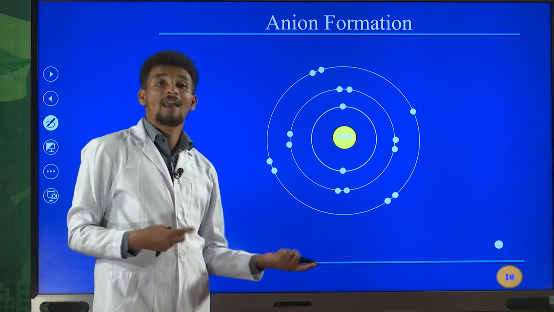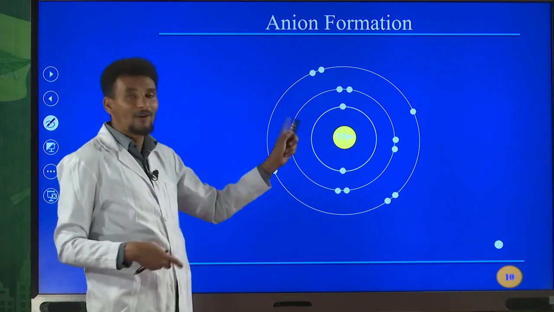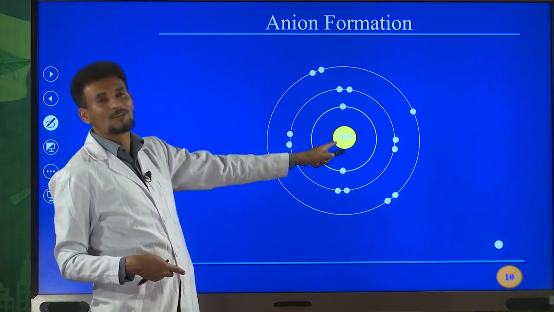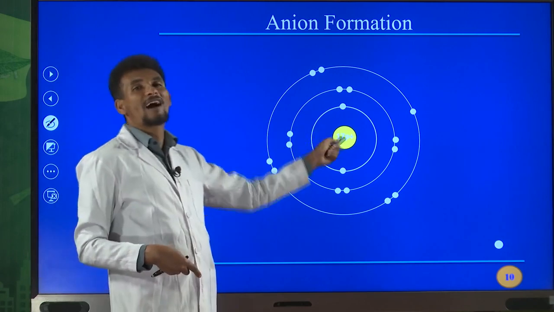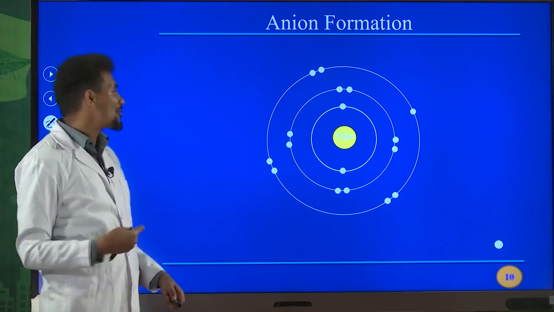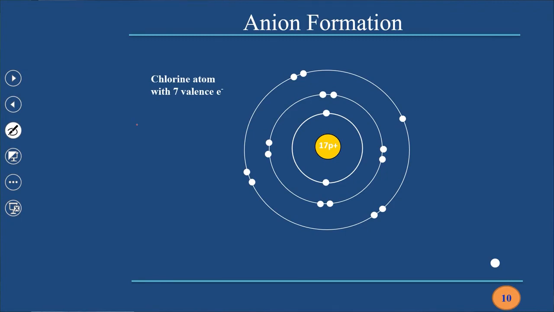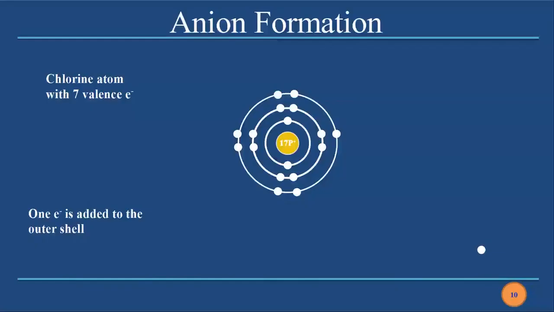Okay, in the case of anion formation, we have, for example, 7 electrons in the outermost shell for chlorine atom. This is for neutral chlorine atom. We have 17 protons in the nucleus of this atom, and totally we have 17 electrons. This is Bohr diagrammatic representation for chlorine atom. So for chloride ion formation, we need one electron. If this electron is added, what happens? Chlorine atom with 7 valence electrons. If the neutral chlorine atom gains an electron, one electron is added to the outermost shell.